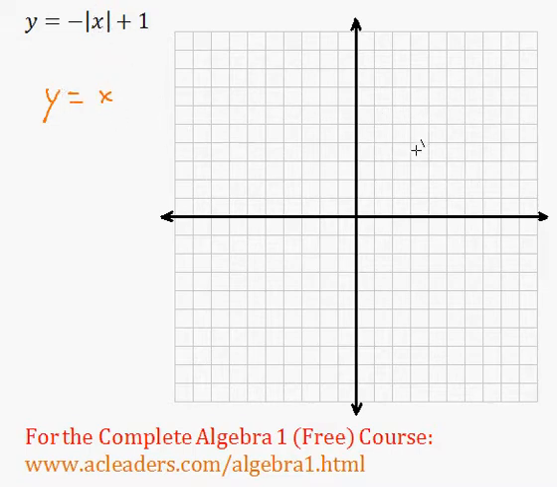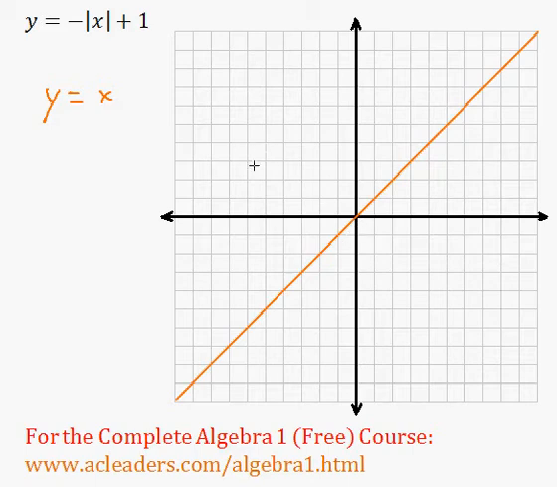So let's get started, and y equals x just goes straight through the origin and has a slope of 1. So it looks like that, right? 45 degrees right through the middle.